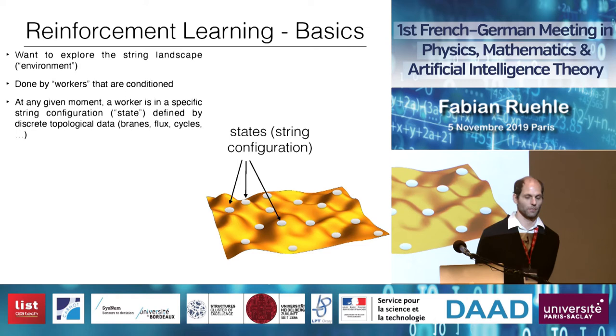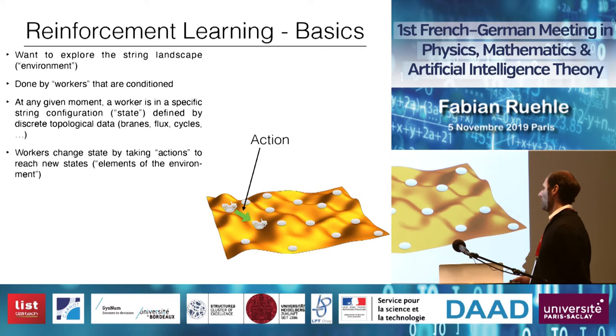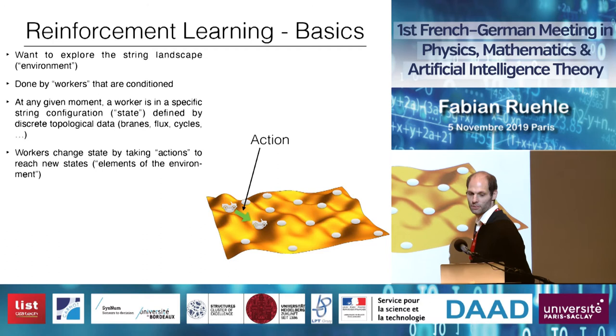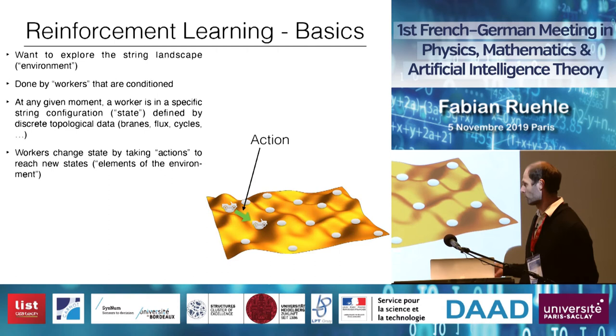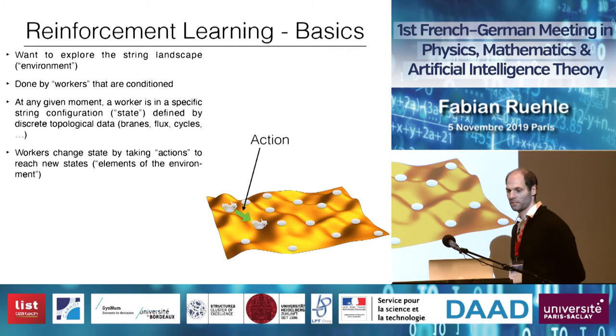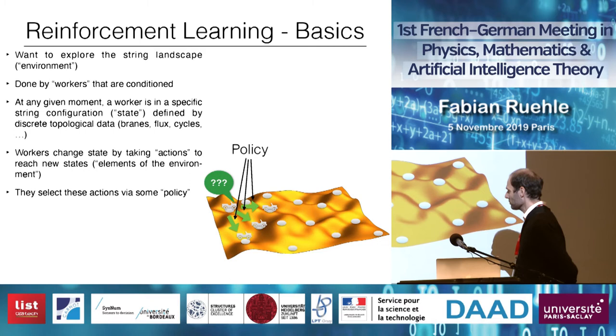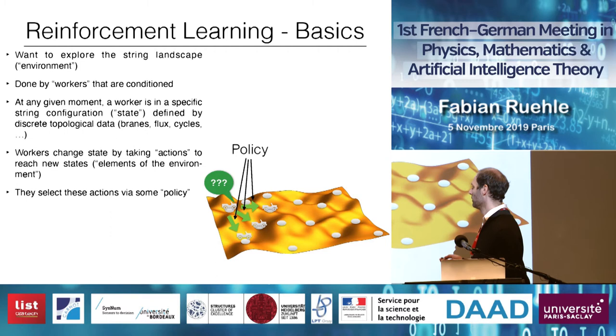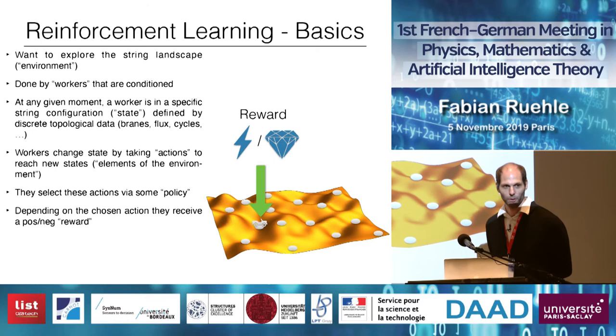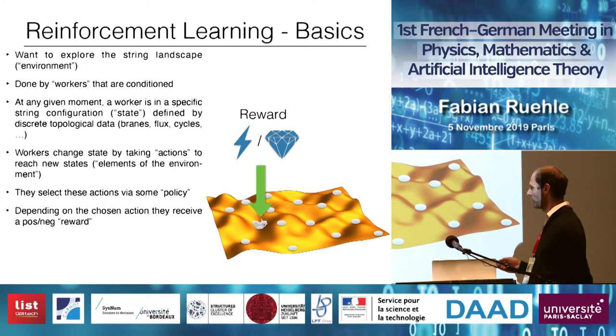Now the worker traverses this landscape by taking actions to reach new states. This is how it probes the solution space or the configuration space, by taking actions that take it from this space to that space. At any point, it has to decide which next action to take, and this it does by following a so-called policy. Then, let's say it takes this action here, we check whether this was a good action or a bad action, and we reward it or punish it. If you want to find a minimum and it went down here, in this case it would get a reward. If it went uphill, we would punish it.